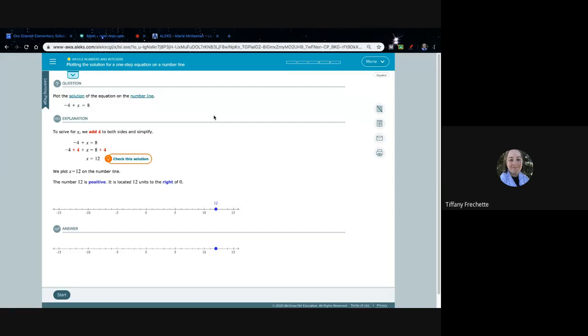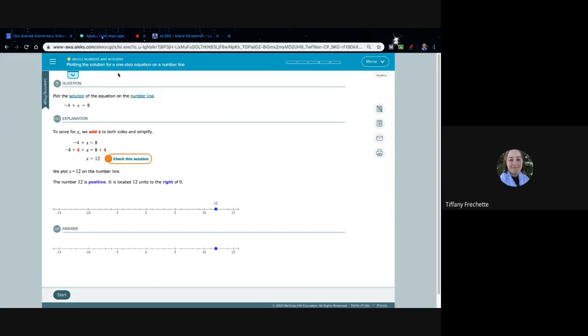Plotting a solution for a one-step equation on a number line. So we're given quite a bit just from the title there. We know we're going to be plotting a solution. A solution is an answer for a one-step equation. So it's an equation that we're going to have to do one step to solve. And we're going to plot that on a number line.